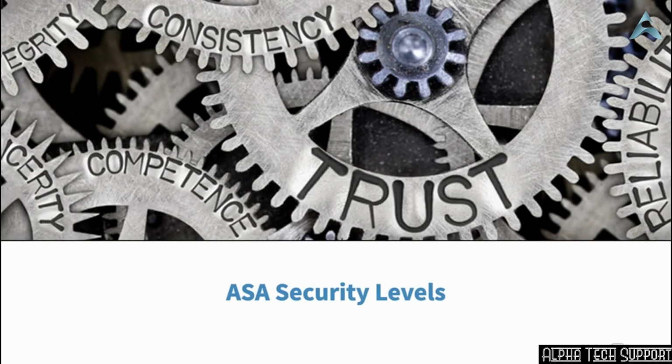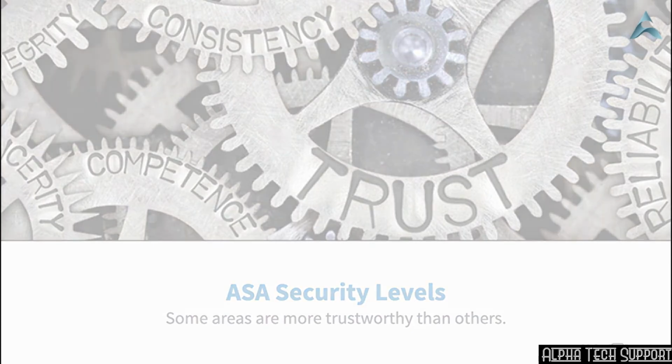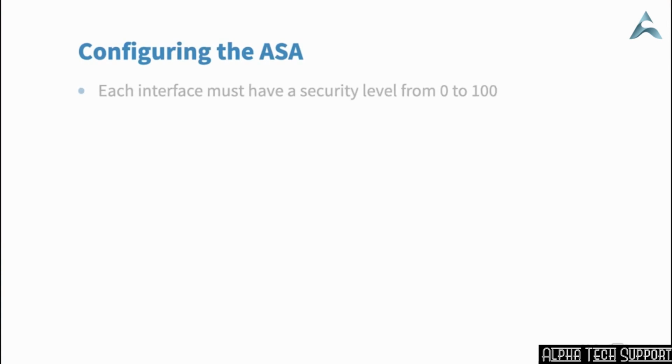The Adaptive Security Appliance defines security levels that determines how traffic flows through each of the interfaces. Some areas are more trustworthy than others. In this segment, we'll review the concept of security levels and some basic configuration guidelines. When configuring the ASA, each interface must have a security level from 0 to 100. A higher security level is more trustworthy. Now let's talk about how this works.